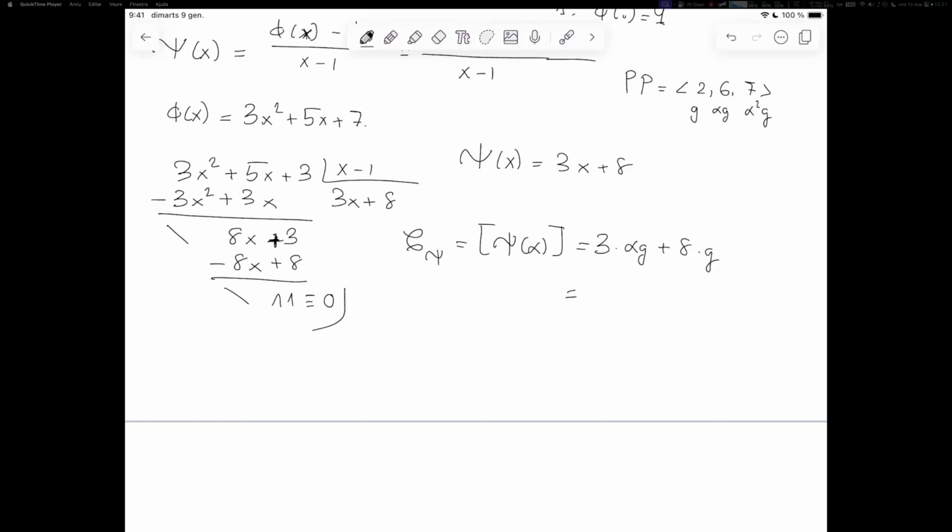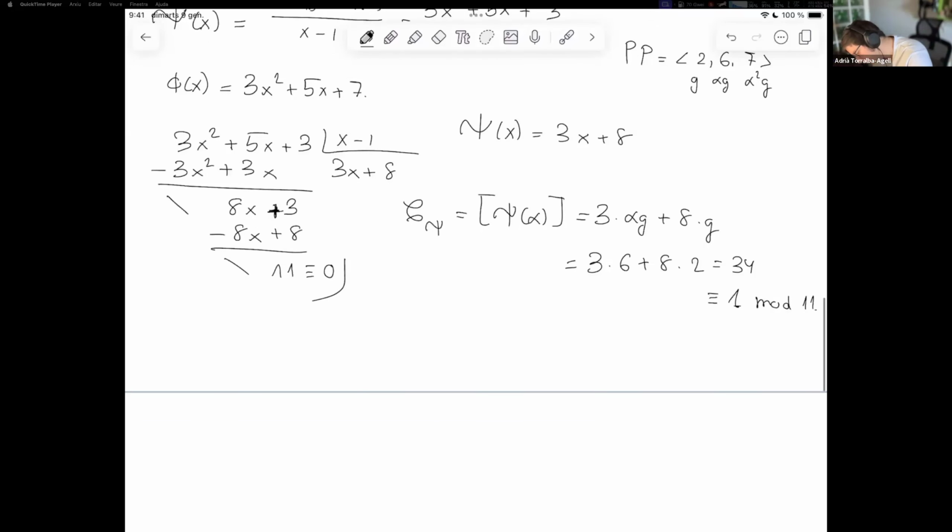3 times 6 plus 8 times 2. Sorry again? 3 times 6 plus 8 times 2. Okay, that's great, and it is 1. And this is 34, which is 1 mod 11. So our commitment is 1.